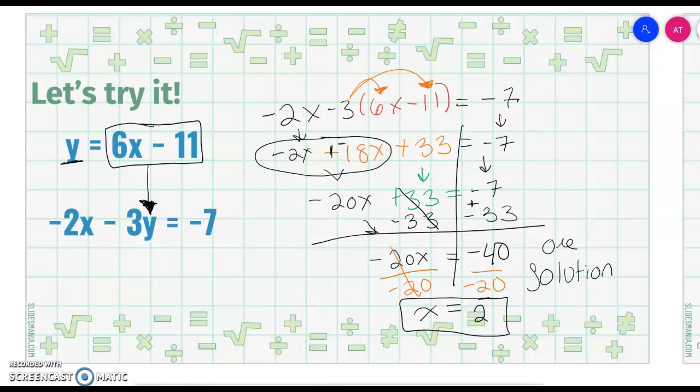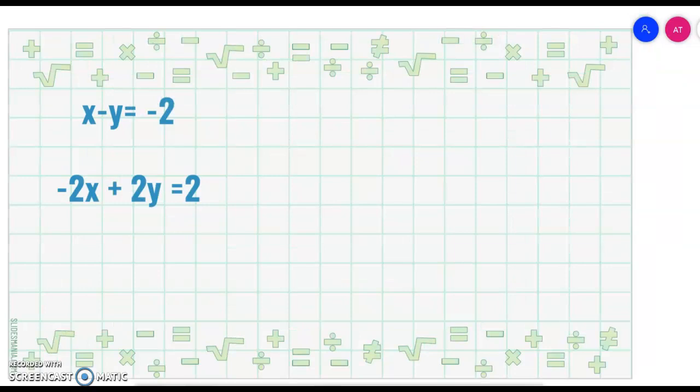Let's try the next one. So in this case, we have to put one of them, or both of them we can, into y equals mx plus b form. For this problem, I'm going to put them both into y equals mx plus b form because I can notice that all of these are 2's, so it's going to be kind of easy. So in order to get this by itself, I'd have to subtract the x, so I'd get negative y equals, here, let me move over here.